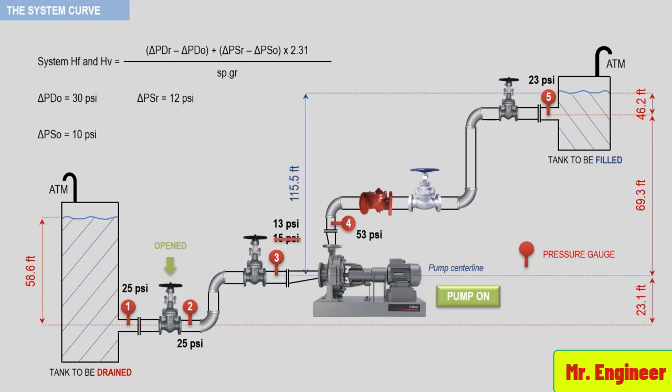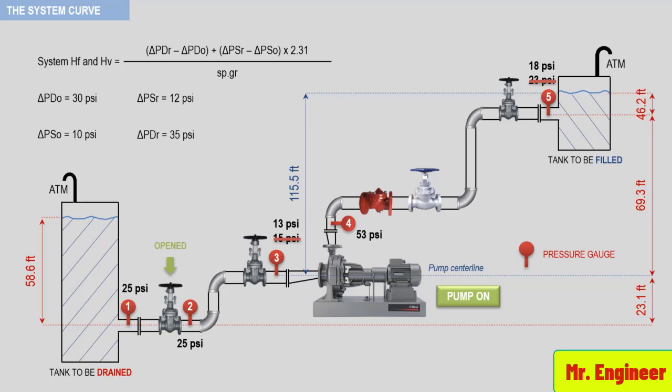However, by observation, gauge 5 is only reading 18 psi. Therefore, the term delta PDR, so the pressure differential at the discharge when the pump is running, is equal to 35 psi. That is the pressure gauge reading on gauge 4 minus the real pressure reading on gauge 5, so 53 psi minus 18 psi.